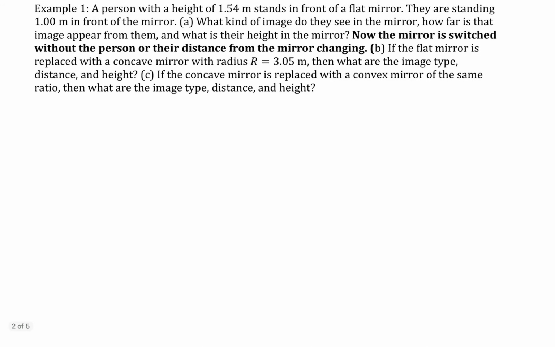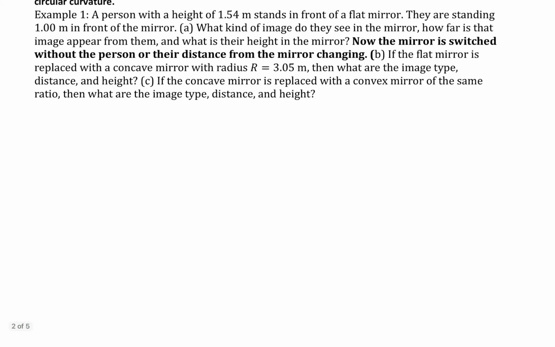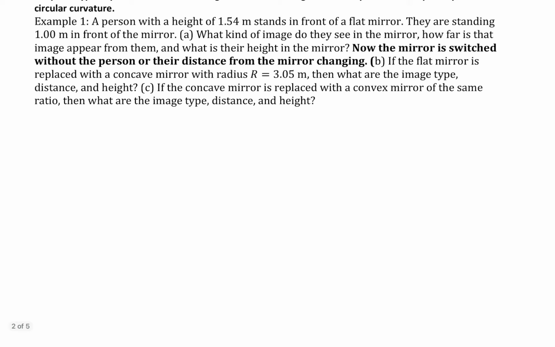All right, so example 1, we're just going to run through some cases here, just moving an object around, and this will be our one case where we start with a planar mirror for comparison. So a person with a height of 1.54 meters stands in front of a flat mirror, okay? They are standing 1 meter in front of the mirror. What kind of image do they see in the mirror? How far does that image appear from them? And what is their height in the mirror? All right, great. Well, here's the picture, right? Here's the object, which is the person, standing a distance S in front of a mirror, which is this vertical black line.